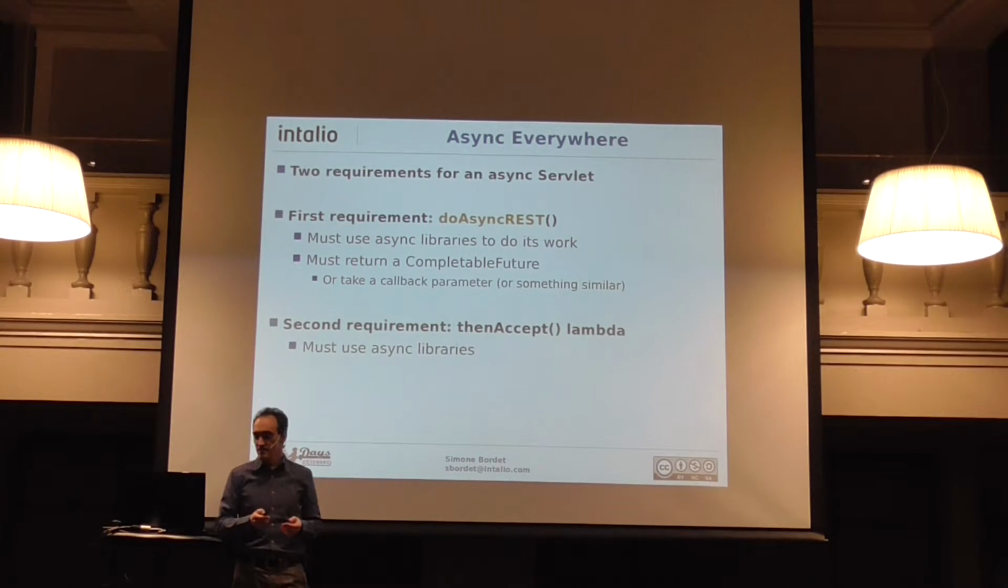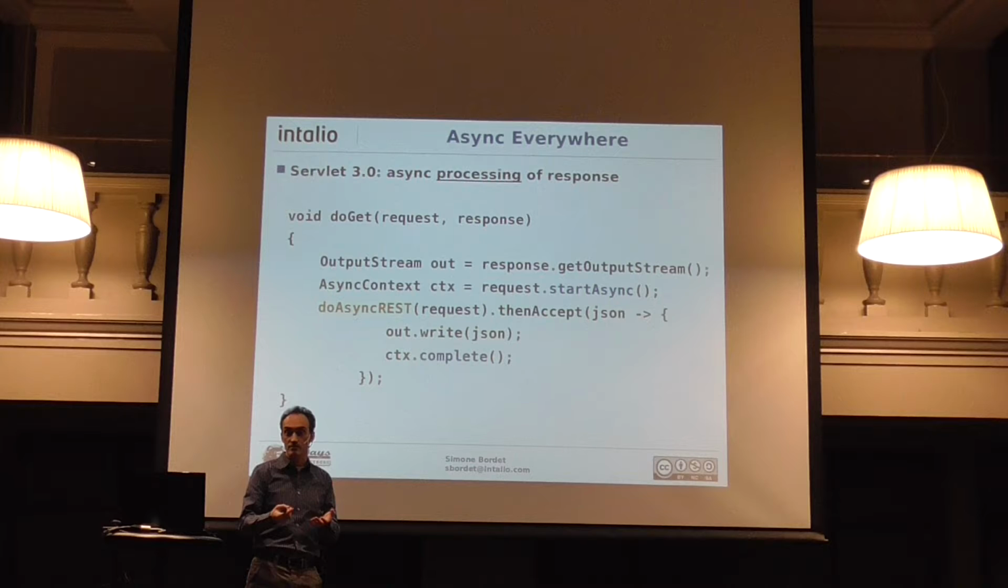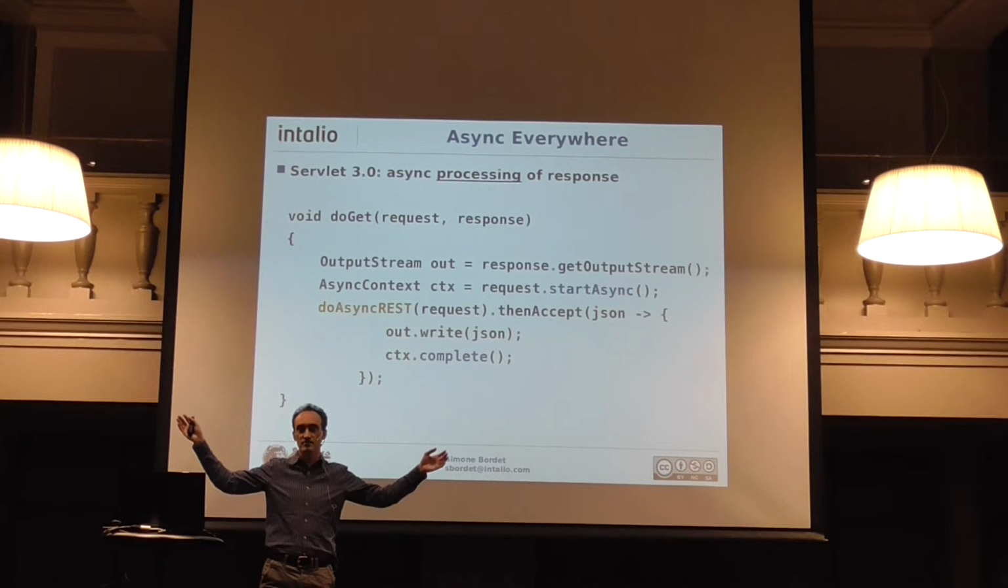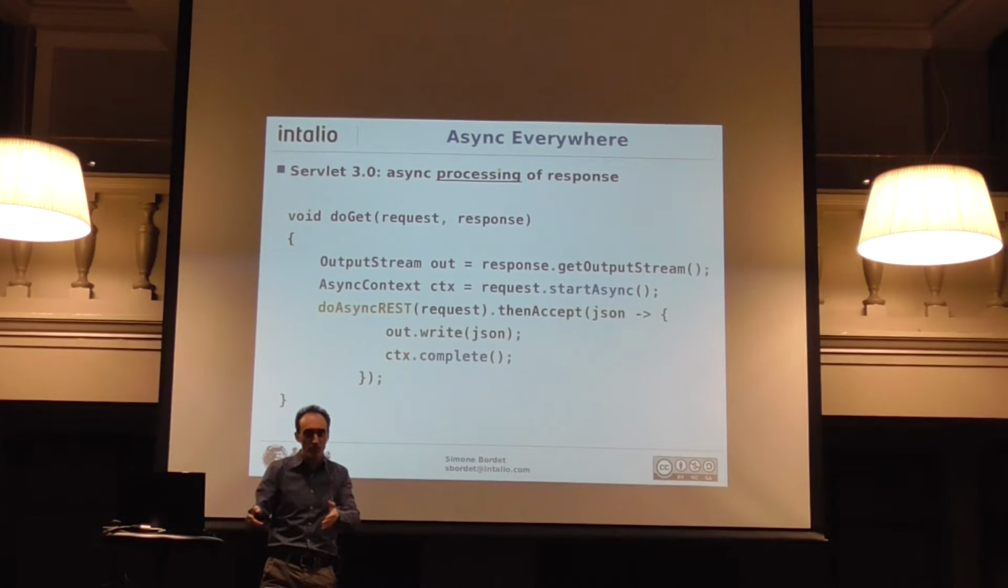The second requirement is that whatever is being done here in this lambda that comes back must also be asynchronous. Because if I'm going to block here, imagine you have a huge JSON to send back to the client, right? If write blocks, then I have a thread blocked doing I/O, and again, I'm consuming a resource that could be used for something else, right? So it's not good again.